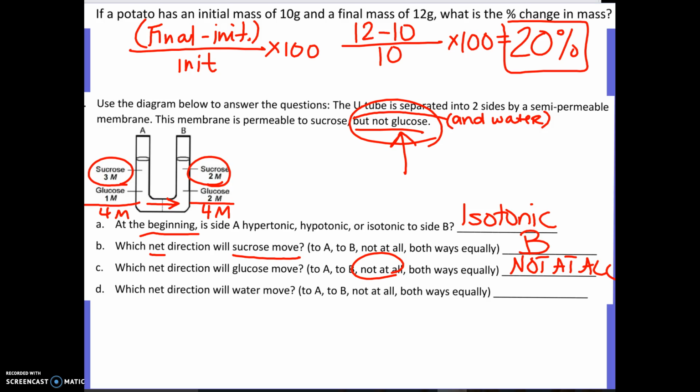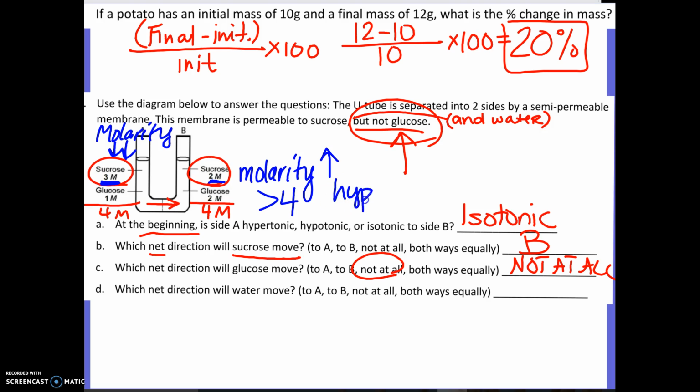So what's going to happen to the molarity on the right side? If sucrose goes to the right, the molarity is going to go up on the right side. In other words, it's going to become greater than 4. Because it's going to go from where there's more sucrose to less, right? So that means the molarity on the left side is going to go down. Therefore, the right side is going to become hyper or hypo?